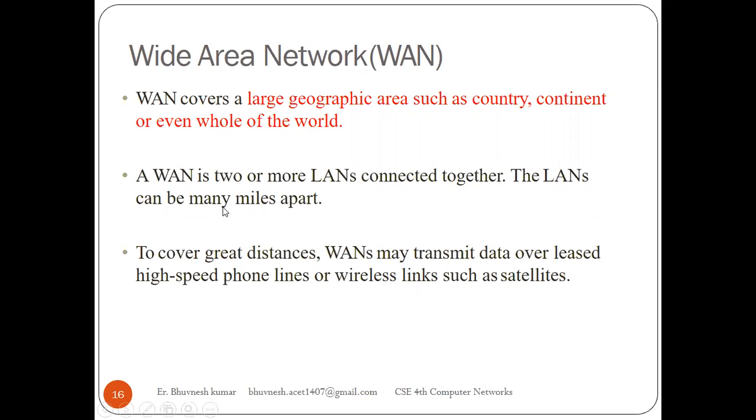The distance of your wide area network is between a mile, hundreds of kilometers, or thousands of kilometers. To cover a great distance, a WAN may transmit data over leased high speed phone lines, or it can be wireless also. Your WAN can be wireless as well as a high speed telephone line.